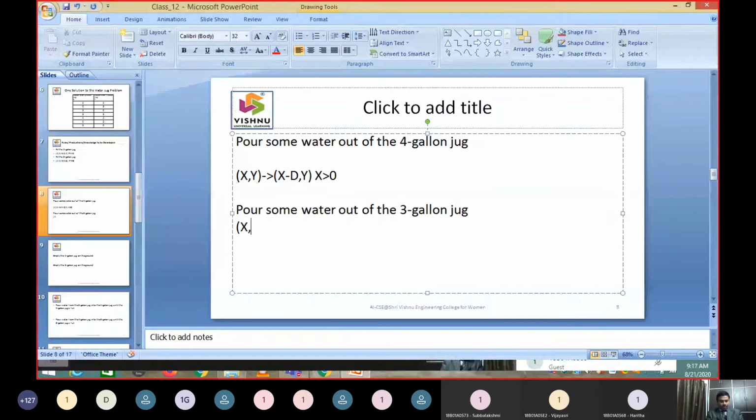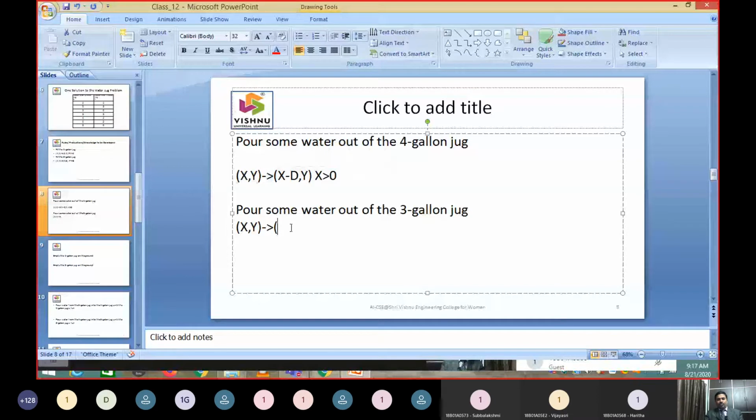So pour some water from a 3-gallon jug. You can write a rule like this. My interest is, when the problem was analyzed, how do you create the knowledge? How do you create the rules? This rule in Prolog is an implication: if x, y, then this will happen if that condition is there. So whatever productions we write here can be given as input in Prolog directly, just changing these two statements. This statement is not there in Prolog, so in Prolog you will have a different statement.